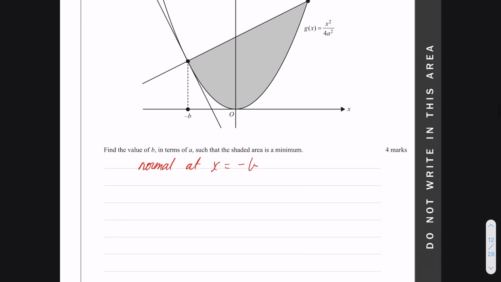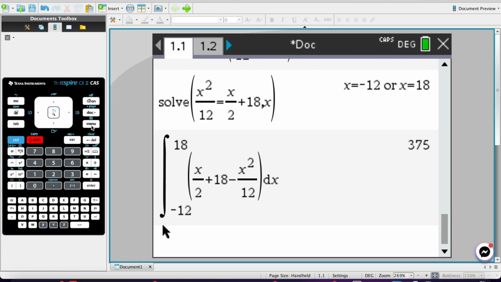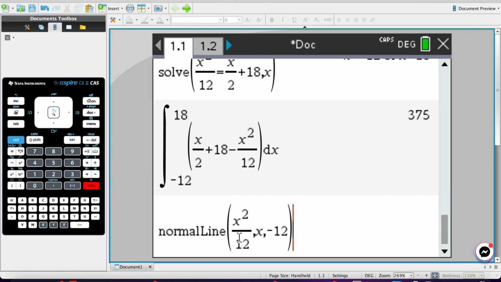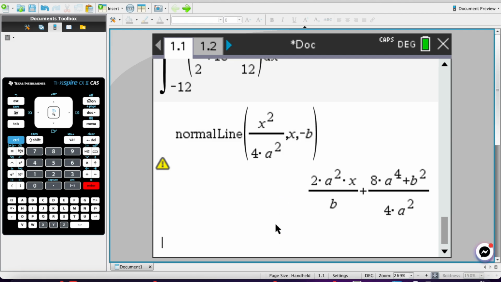And then we also want to find this intersection point. Well, obviously this one's -b, but the other one tells us the bounds of our integral. So we'll do that on the CAS. We want the same function that we used above, so we'll just go normal line, but this time it's x squared over 4a squared, comma x and comma -b. And so that's our normal line. I'll just write that one down.